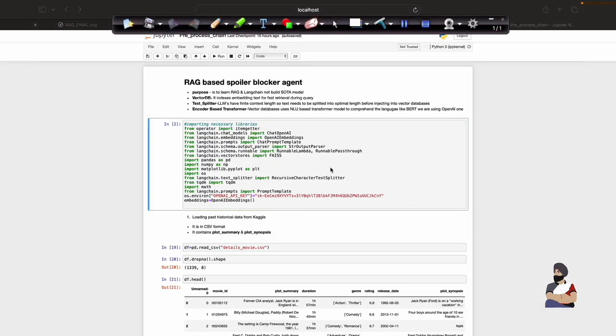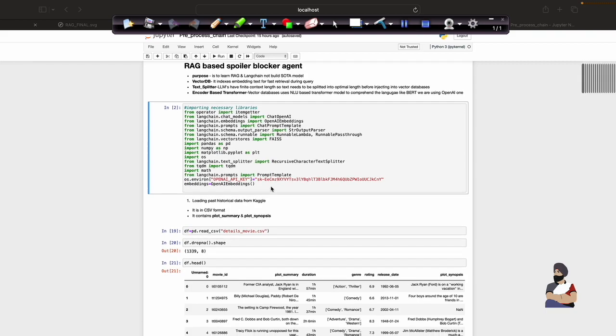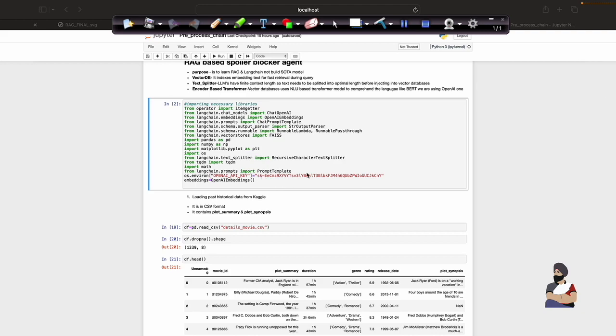This is my Jupyter notebook. I am going to use Langchain and Facebook's FAISS vector database to perform retrieval augmented generation, and identify whether a particular review is a spoiler or not. This is my OpenAI key. Please do not copy it because it's not going to work. You have to buy your own OpenAI key.